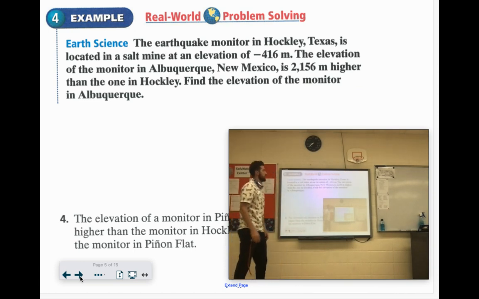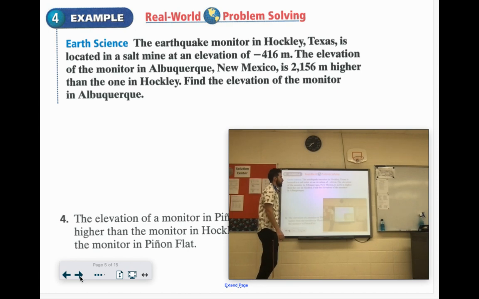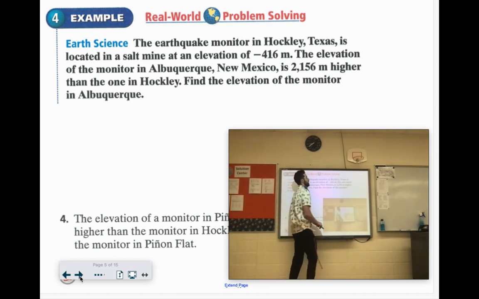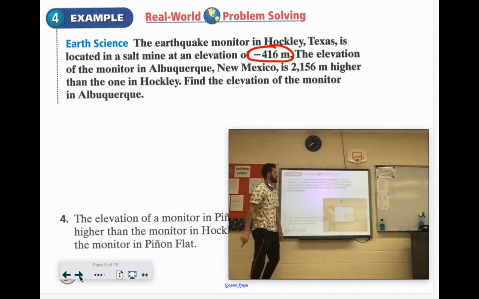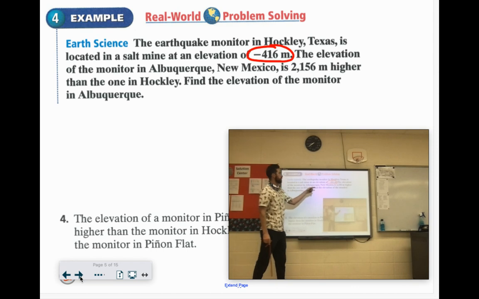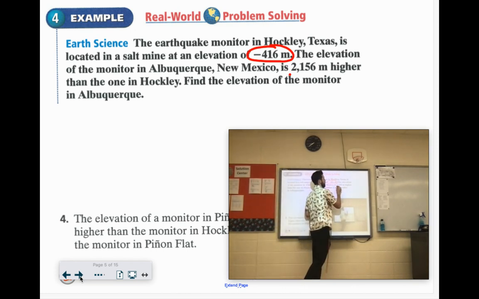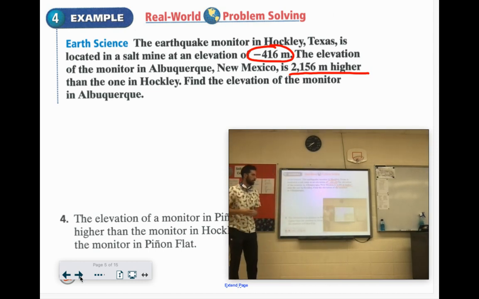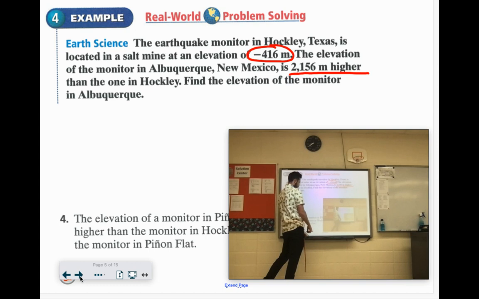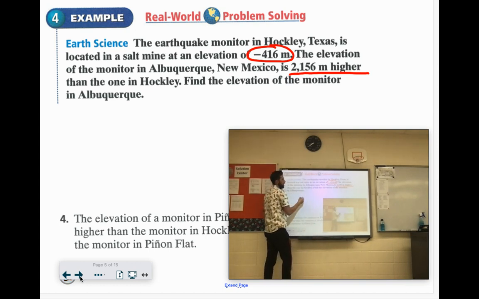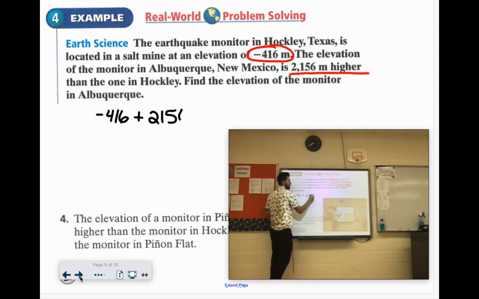The earthquake monitor in Hockley, Texas is located in a salt mine at an elevation of negative 416 meters. I bet that's going to be important information. The elevation of the monitor in Albuquerque, New Mexico is 2,156 meters higher than the one in Hockley. Find the elevation of the monitor in Albuquerque. So Hockley is at negative 416 meters, but this one's higher than that. So it's like positive above this, plus 2,156.